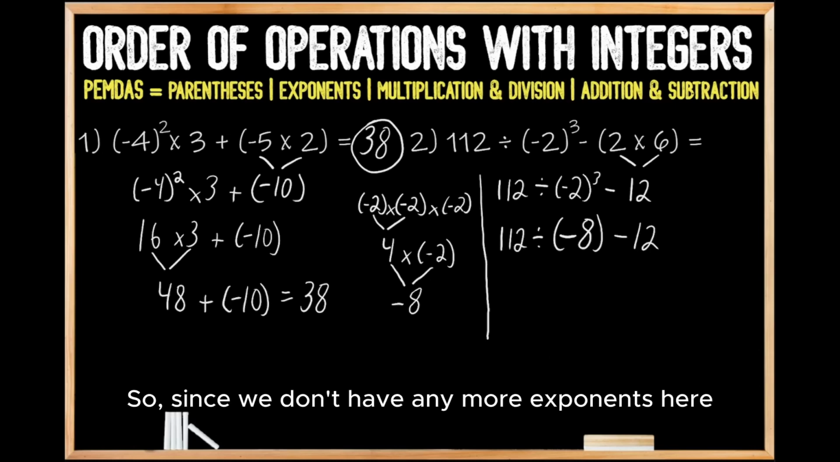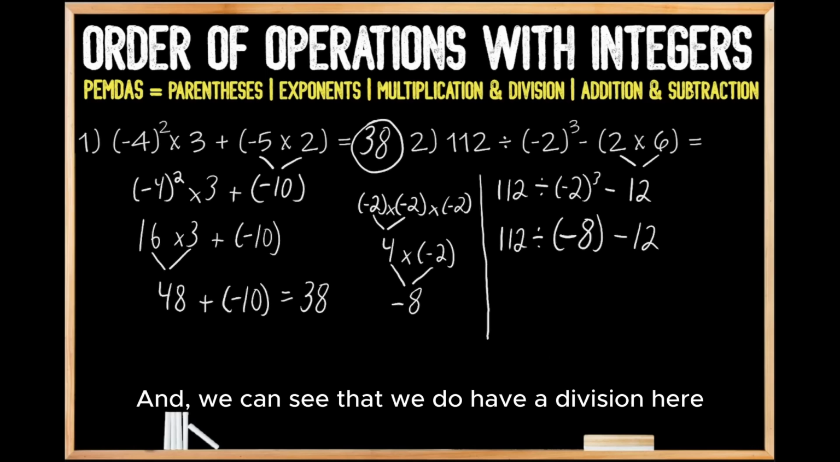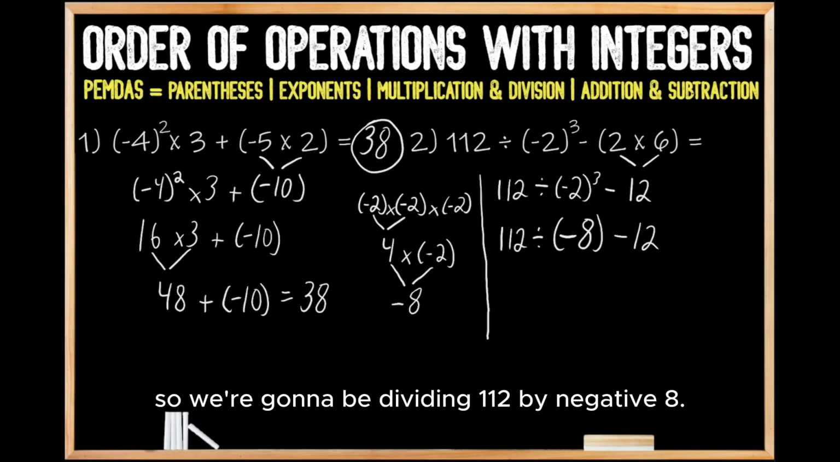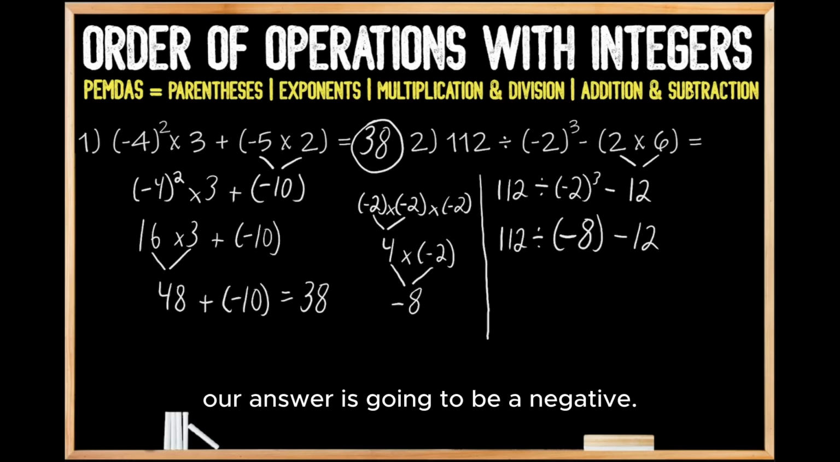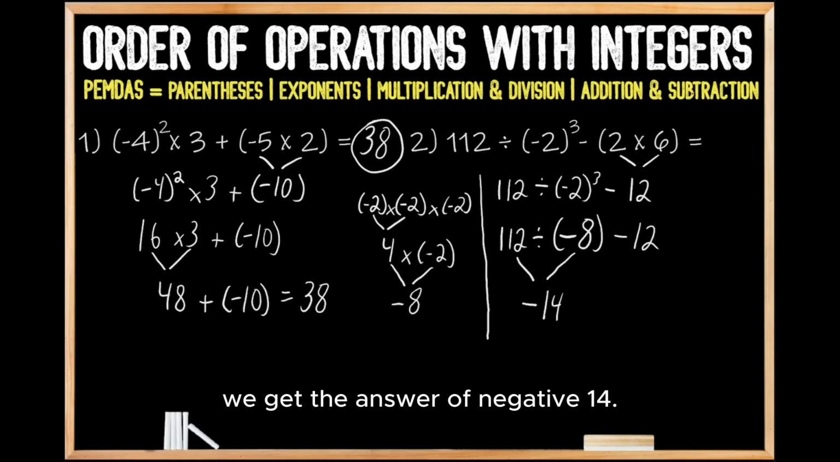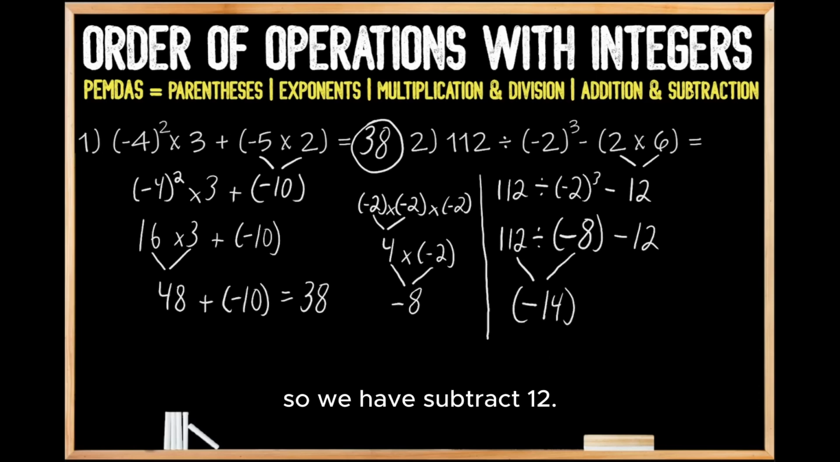So since we don't have any more exponents here, we're going to move on to our next priority of multiplying or dividing. And we can see that we do have a division here, so we're going to be dividing 112 by -8. And since we have two different signs here, our answer is going to be a negative. So when we divide 112 by -8, we get the answer of -14. Now we're going to bring down the rest of this problem, so we have subtract 12.